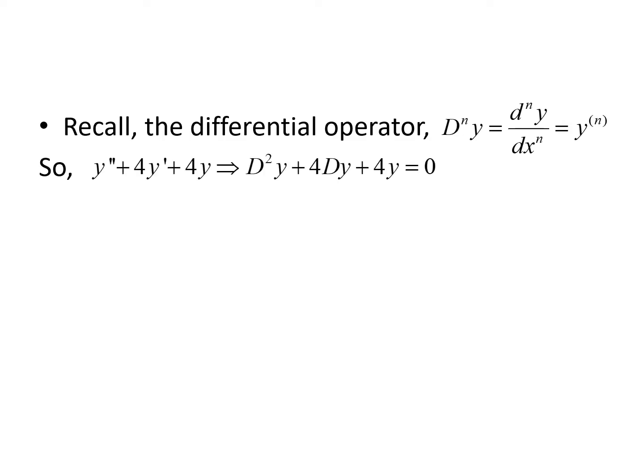So for example, if we have y double prime plus 4y prime plus 4y equals 0, this differential equation, we could rewrite that as D squared y, the second derivative of y, plus 4Dy plus 4y equals 0. We could then factor a y out of each of those terms, so we get D squared plus 4D plus 4 times y equals 0. And then we could factor the D squared plus 4D plus 4 to be D plus 2 squared. So D plus 2 squared y equals 0 is another way of writing the differential equation in differential operator form.